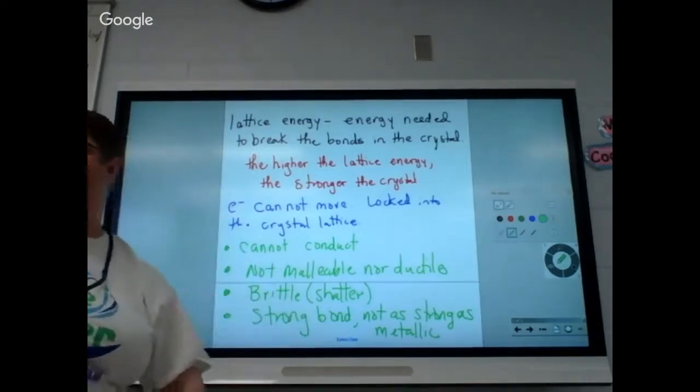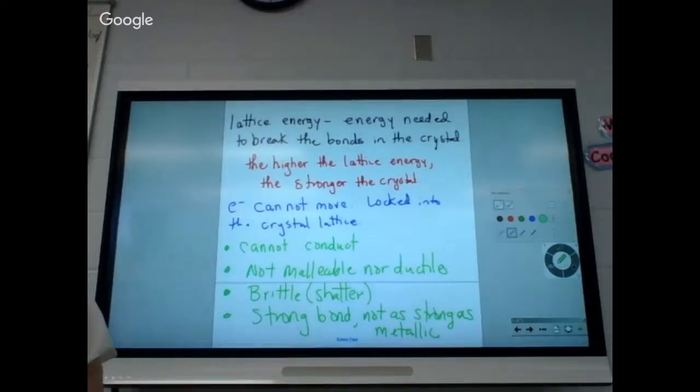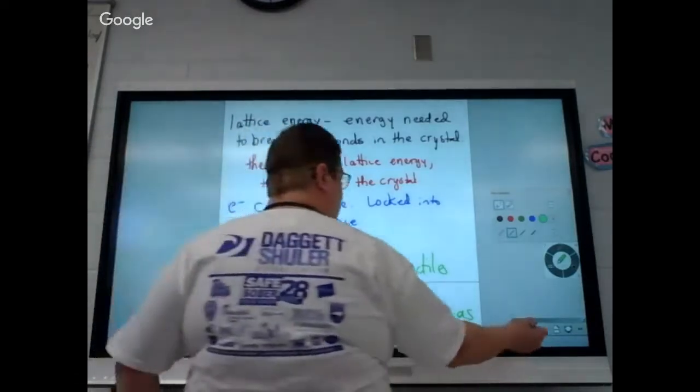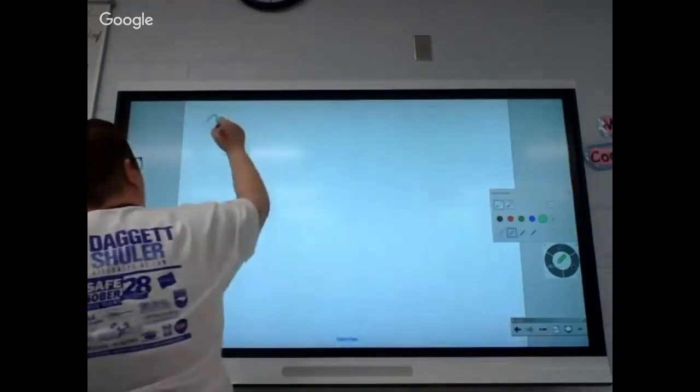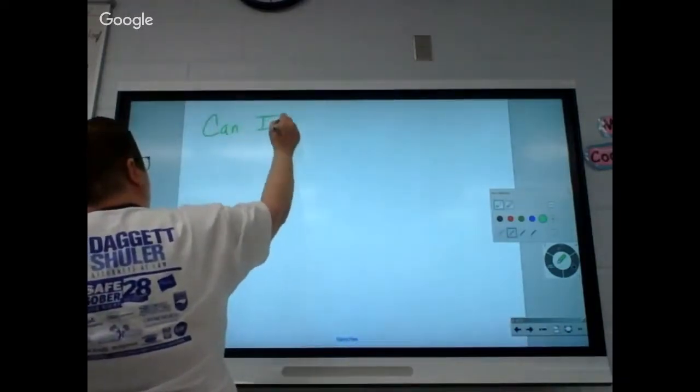Can I make it conduct? No. Hold on. In order to make something conduct, all I need to do is get the electrons to do what? So can I get them to move? Maybe, if you break it. How can I get them to move if I break them? Is there a method I can get it to move? Break it into small pieces.